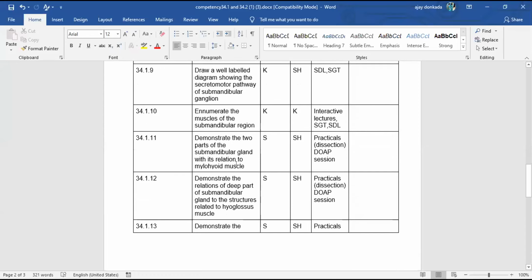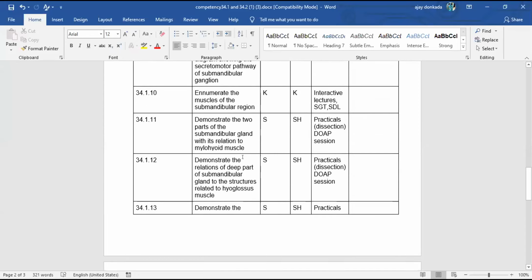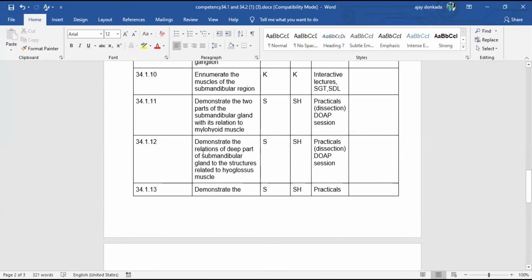11th SLO, demonstrate the two parts of the submandibular gland with its relation to the mylohyoid muscle. Domain is S and the level is SH. And the teaching learning method could be a practical dissection or a DOAP session. And the 12th SLO, demonstrate the relations of the deep part of the submandibular gland to the structures related to the hyoglossus muscle. Domain is S and level is SH. And the teaching learning method would be a practical session or a DOAP session.